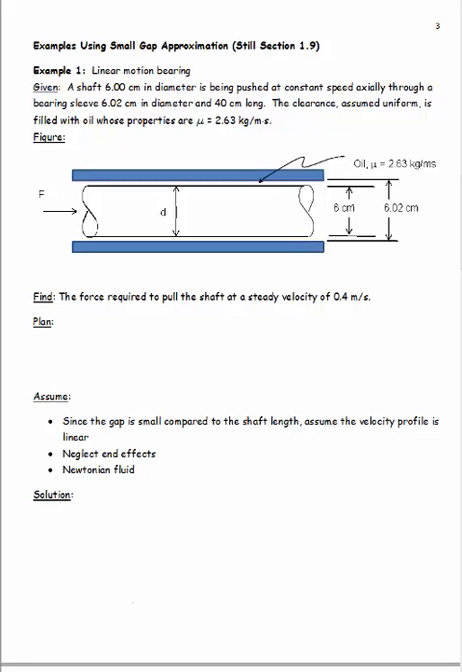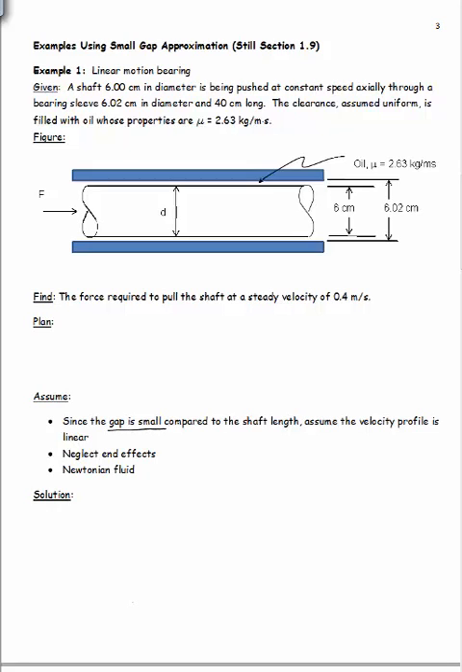The shaft diameter is 6 centimeters. The sleeve inside diameter is 6.02 centimeters. So you can see, yeah, there is a pretty small gap. And the fluid that's in there is oil, which is viscous. And both of those things, small gap plus more viscous, means it's going to be a good approximation to use the small gap approximation, since the gap is small. So we're going to assume it's a small gap.